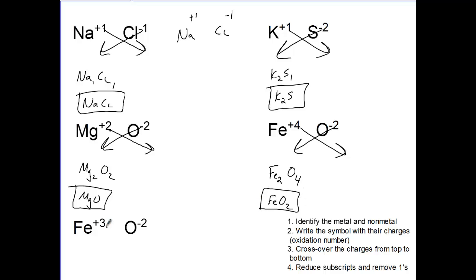And the last one here, I've got my charges already written up here, so plus 3, minus 2. I'm going to get Fe2O3. I can't reduce them down, so that's what I'm stuck with.